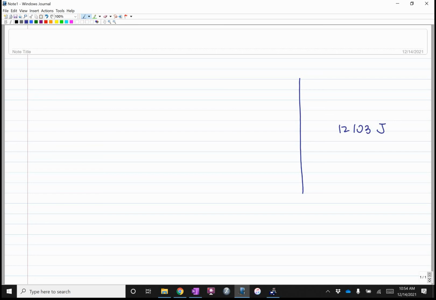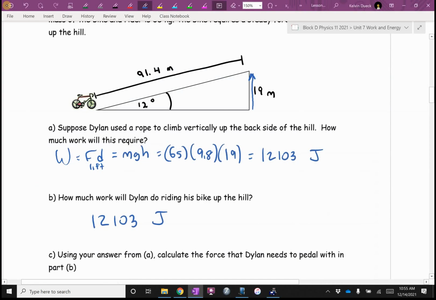All hills do, all ramps do, all stairs do, is they increase the distance so that we don't have to exert as big a force. We end up doing the same amount of work. We spread it out over more time. It takes longer to go upstairs than go straight up. Same amount of work. So both of these, because you're raising yourself 19 meters against the force of gravity, you're going to do 12,103 joules of work.